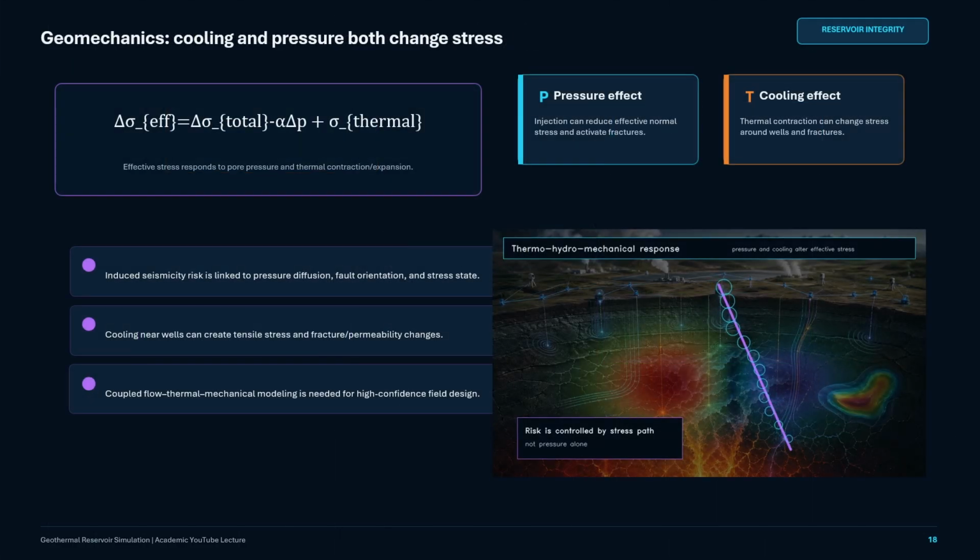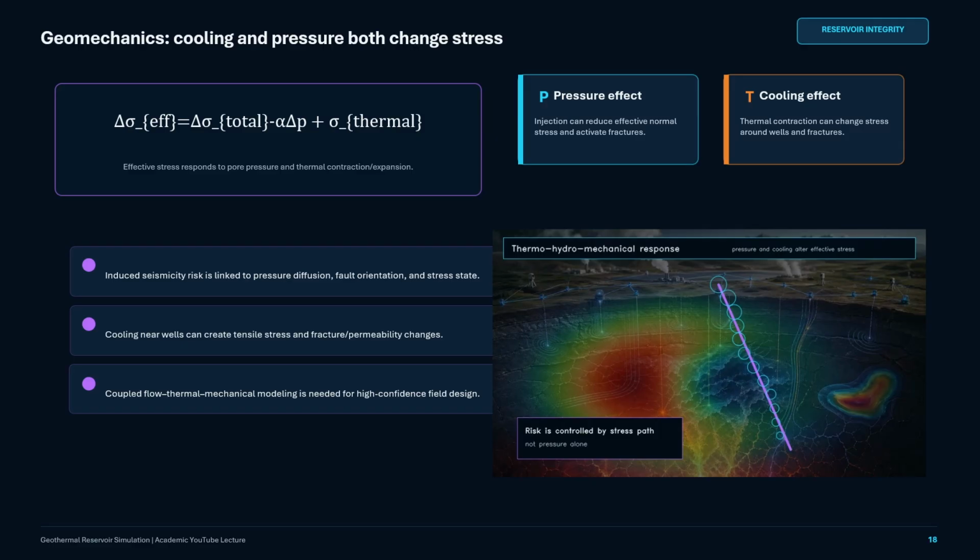Geomechanics is essential for safe geothermal development. Injection changes pore pressure, and pore pressure changes effective stress. Cooling also creates thermal contraction, which can modify the stress field near wells and fractures. These stress changes may improve permeability by opening fractures, but they may also increase induced seismicity risk if faults are critically stressed. This is why EGS and high-rate geothermal projects often use traffic light systems and microseismic monitoring.